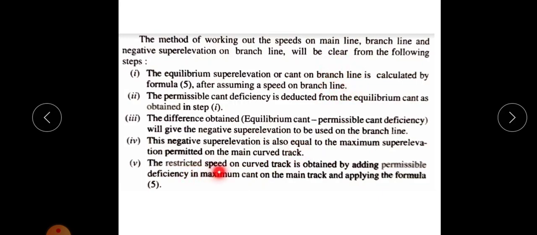The restricted speed on the curved track is obtained by adding the permissible cant deficiency to the maximum cant on the main track and applying the formula. Finally we calculate the restricted speed of the main track from the same equation, E is equal to GV square by 127R. We have the value of E from the previous step, so from that we get the value of V. When doing one problem you will be clear. So you should learn these steps by heart and do the problem based on the steps.